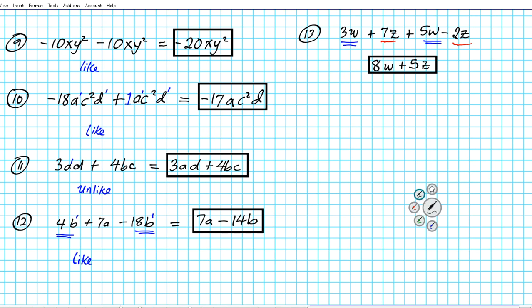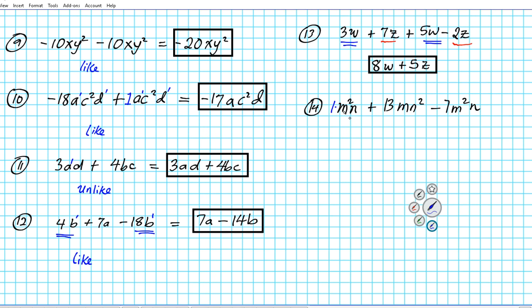All right, let's take a look at question 14. For question 14, what if we have m squared n plus 13mn squared minus 7m squared n? Okay, so let's see if we can identify like terms here. Mn squared has a coefficient of 1, the invisible coefficient. All three terms have coefficients that are rational, so that's good. And then let's look at the variables. The variables are identical, excellent.